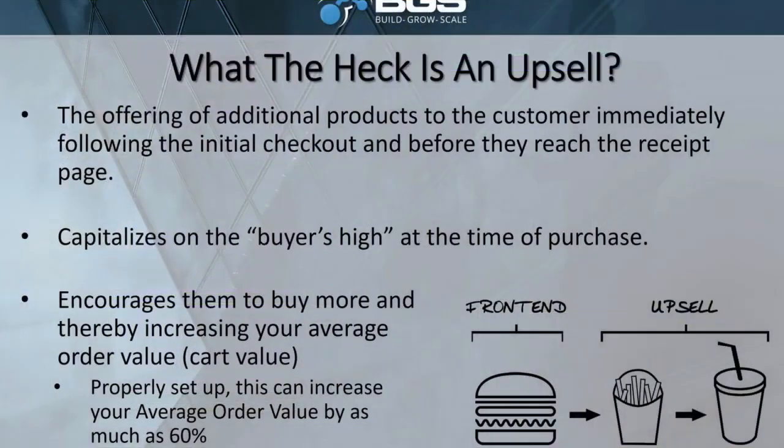Depending on the person, there's been a bunch of different studies on it. They haven't locked it down perfectly, but it's between 30 seconds and 3 minutes is the range. And every second, that dopamine rush gets a little bit less and a little bit less, and the barriers start going back up. So you want to strike while the iron is hot. And the upsell is the best way, it's why we use it in marketing, because it capitalizes on this buyer's high. It encourages them to buy more and thereby increases the average order value or your cart value.